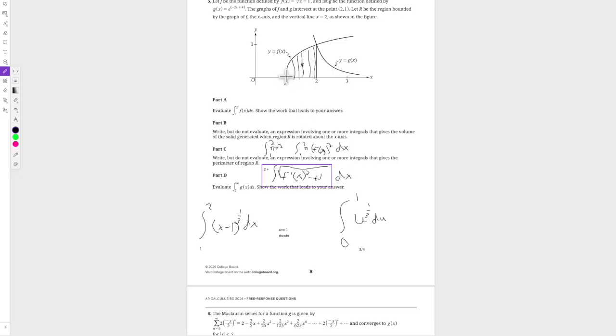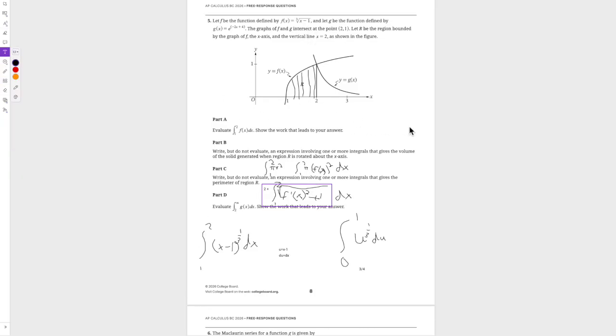And it's going to be from 1 to 2. That's how you would find the perimeter. And remember, you actually have to compute f prime of x. And what's f prime of x? Let's just write it out here.